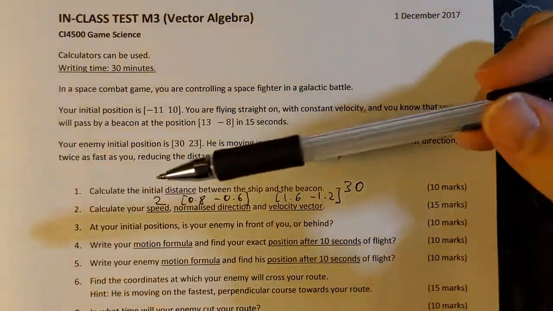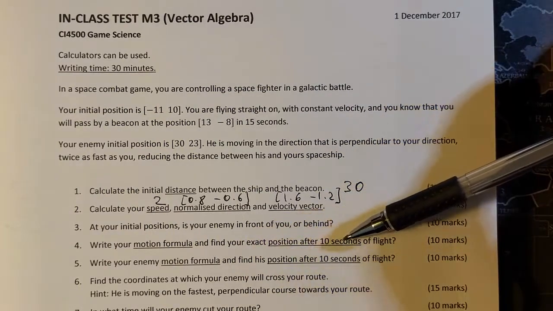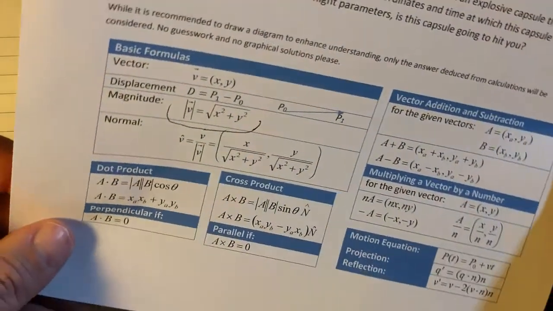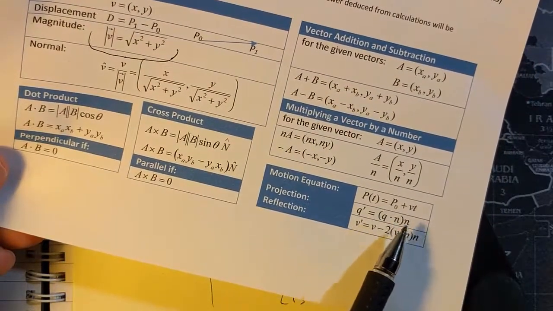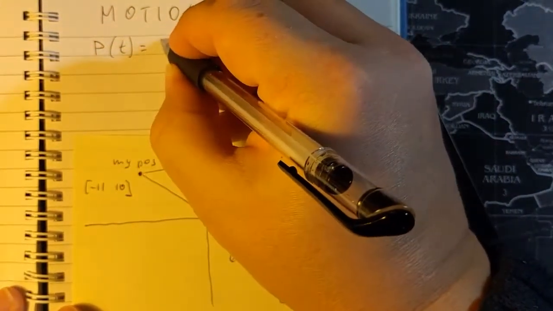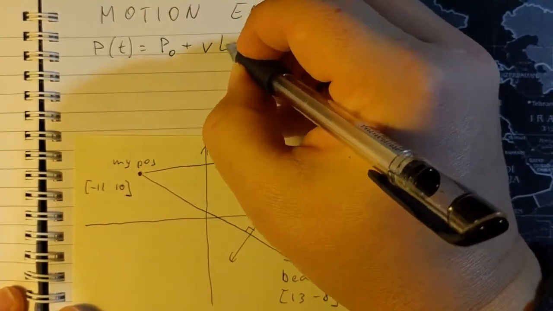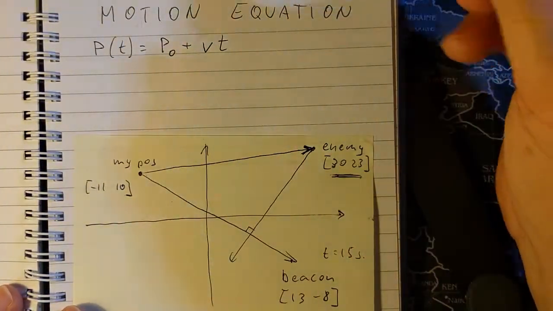Question number 4. Write your motion formula and find your exact position after 10 seconds of flight. It's not a very difficult question, and most people got it right. This is our motion equation, so let me copy this. Position at time t equals the initial position plus vt. T stands for time, v is the velocity vector.